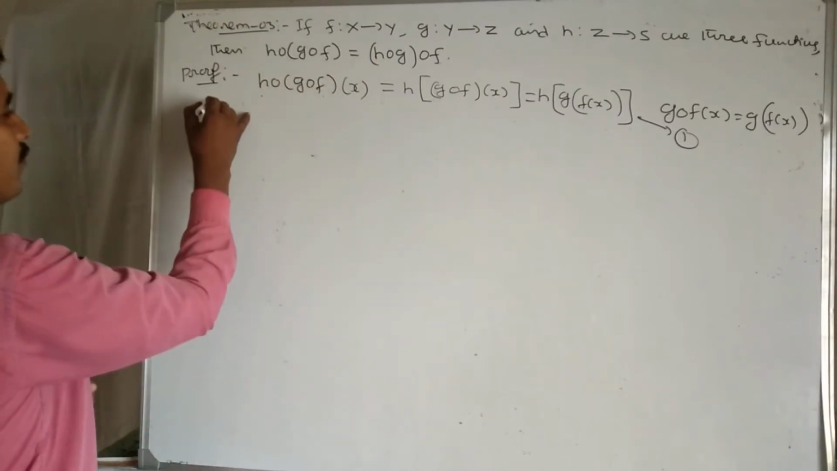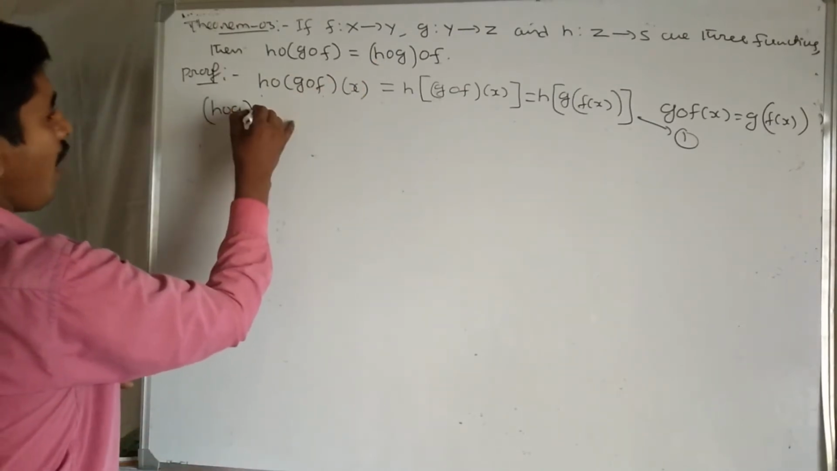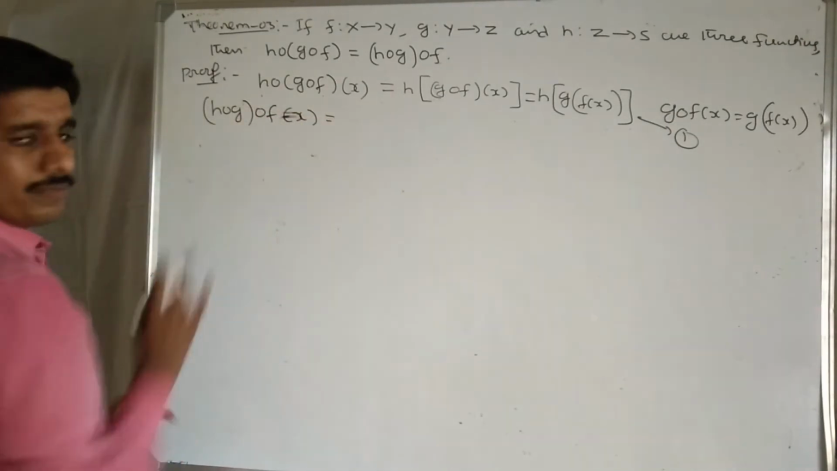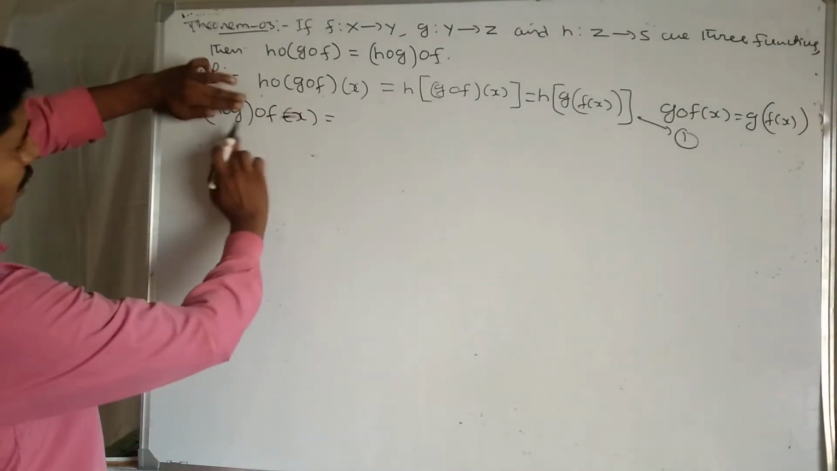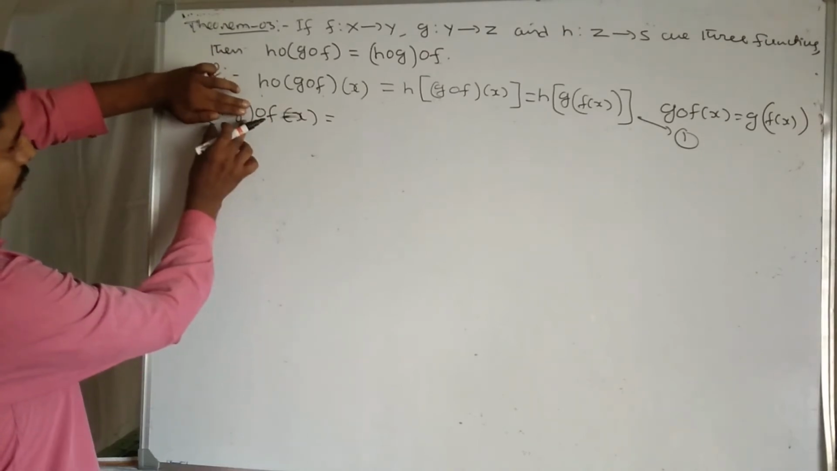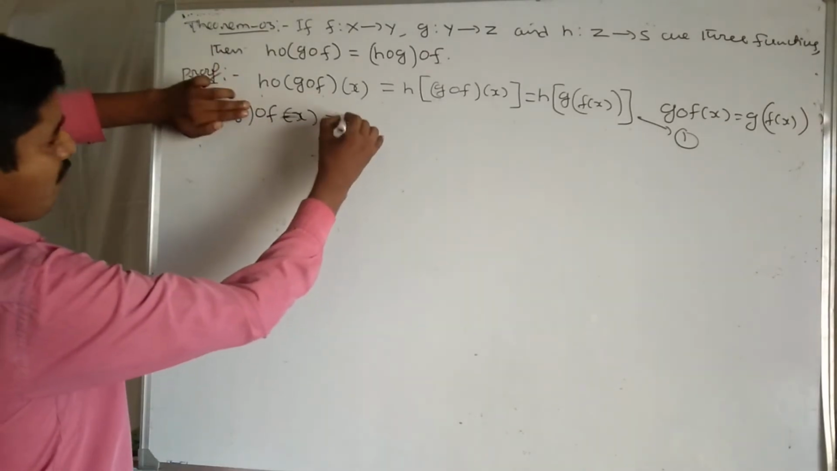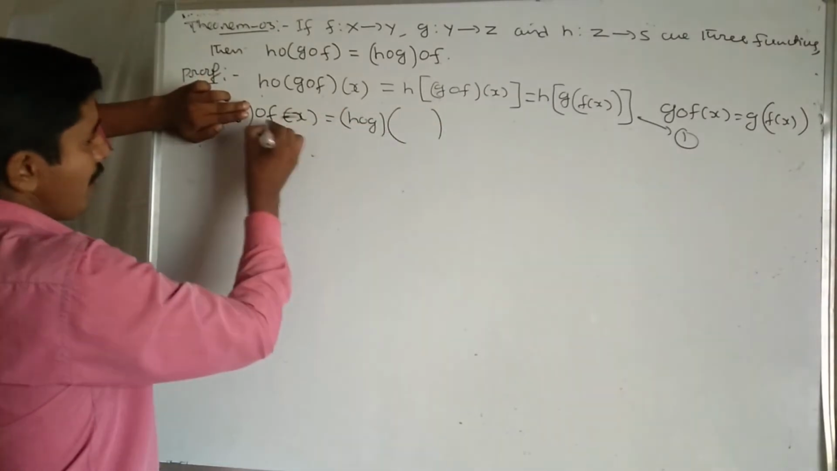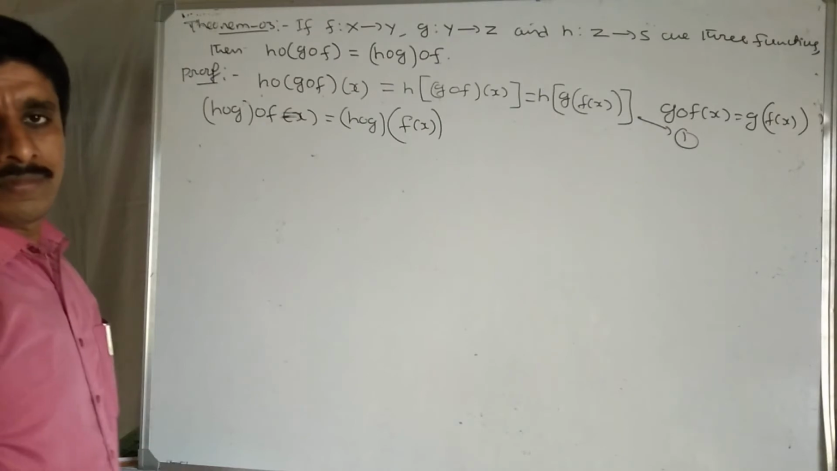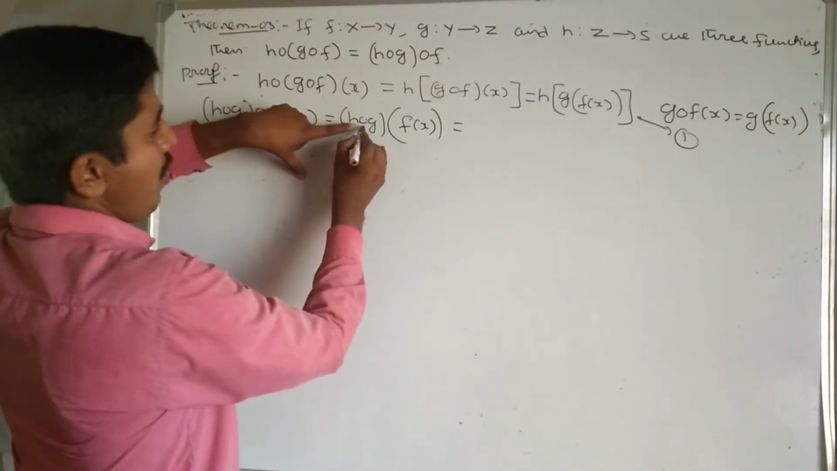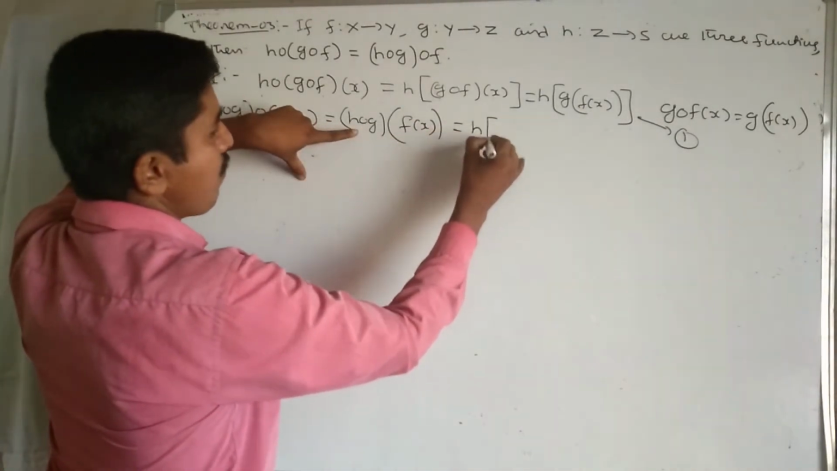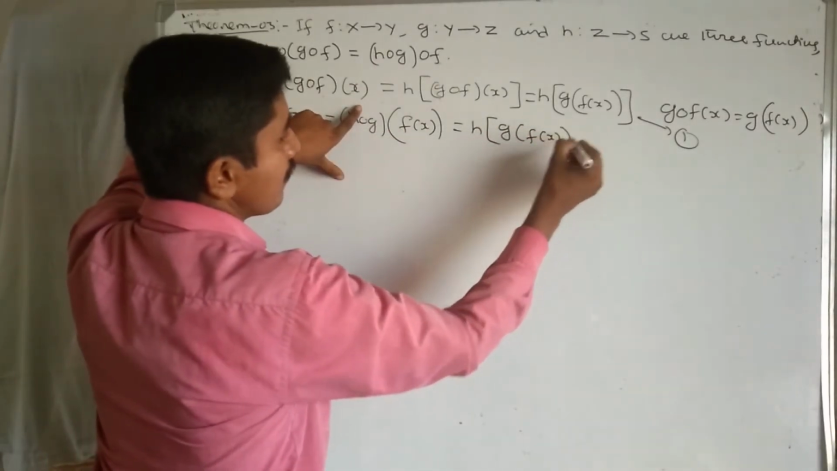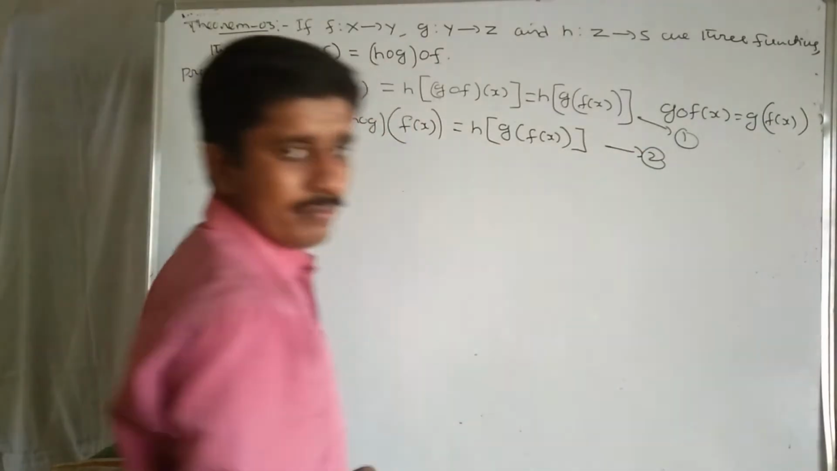Next the RHS, (h∘g)∘f. Here I am taking the domain element x. It is defined as, I am removing the composition here. Consider this one function, I am taking this function as it is, h∘g as it is. Remove the composition, take brackets of f of x. Simple. Again here, remove the composition, take brackets: h of g of f of x. Called as equation 2. Correct.